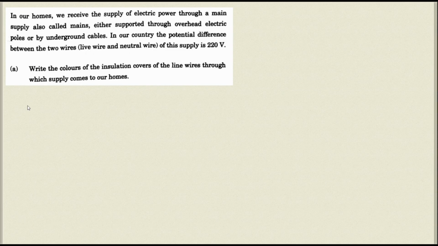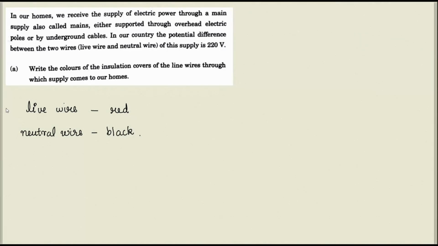Now, only two wires are connected to our homes through the overhead electric poles. One is the live wire and the other one is the neutral wire. Now, there is one more wire, that is the earth wire, that is connected individually for each house or building, from earthing. Anyways, from overhead poles, we are getting live wire and neutral wire only, and live wire's insulation cover is red in color and neutral wire is black in color.